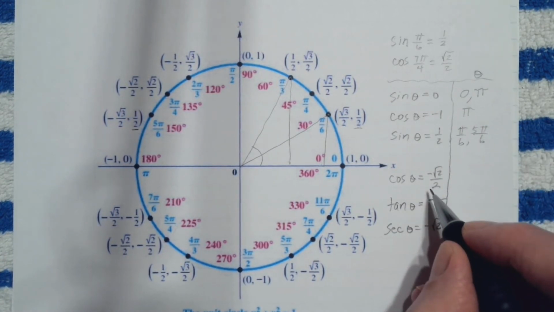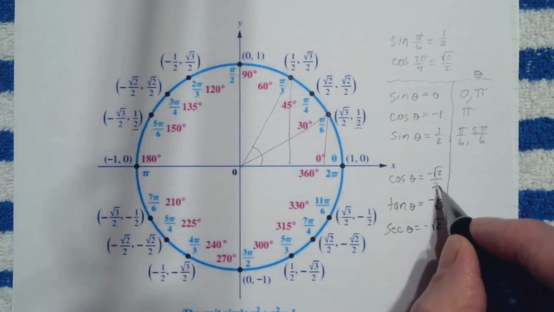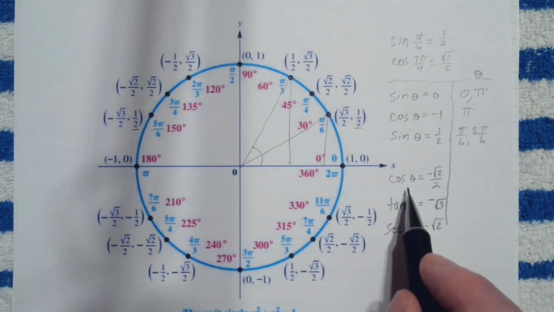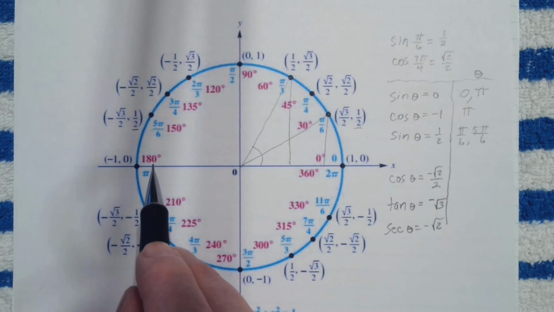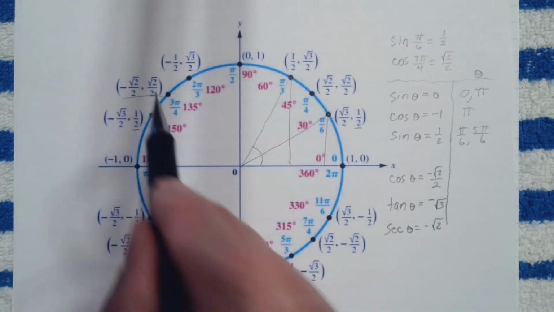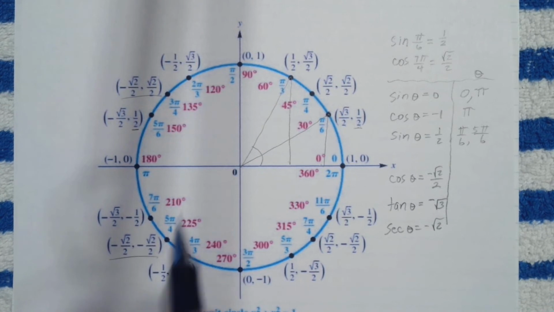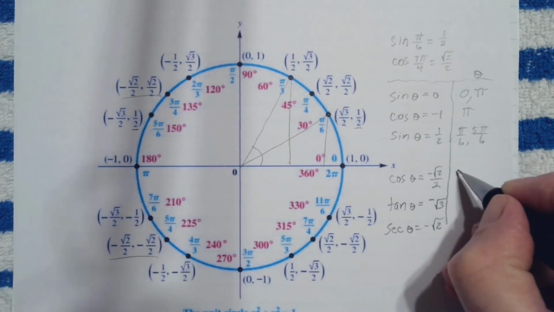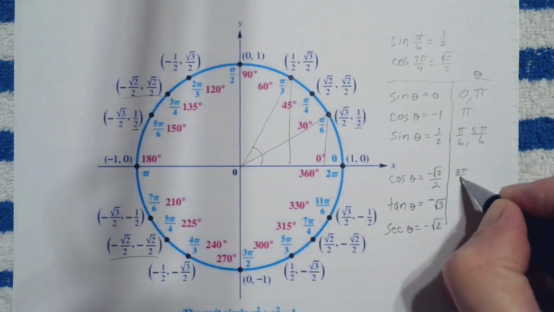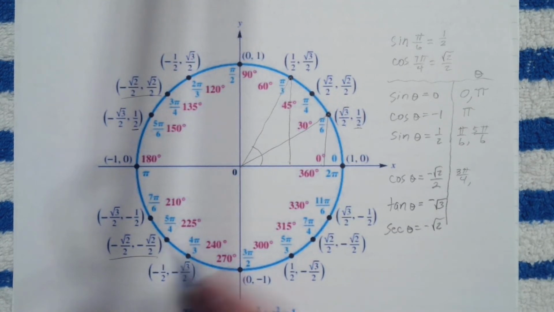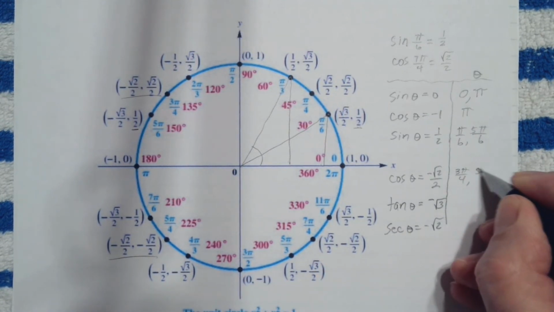Let's see, cosine of theta is negative square root of 2 over 2. So remember, that's our x value. Our x value is negative square root of 2 over 2. That happens here and here. So at 3 pi over 4, and also at 5 pi over 4.